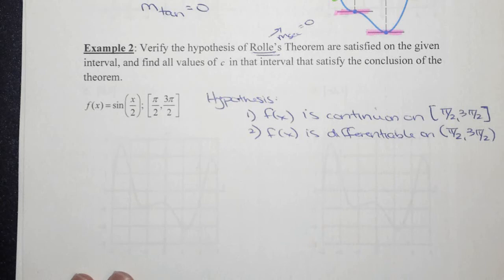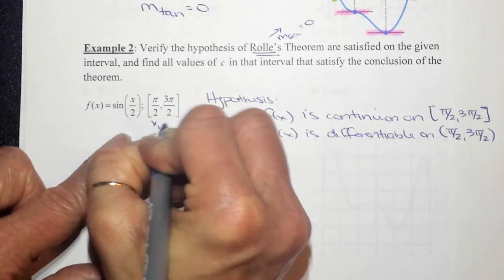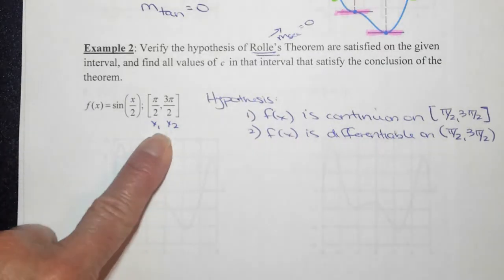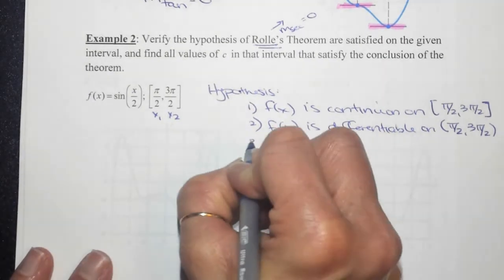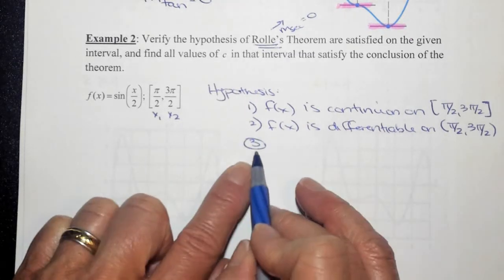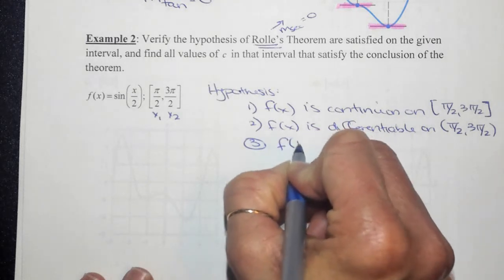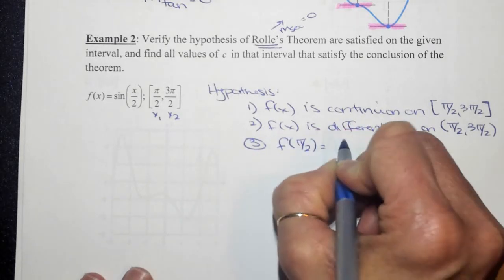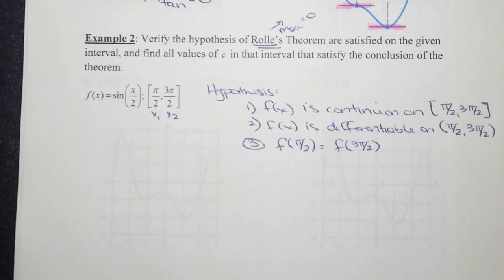Now the last piece is that we have to prove, remember, this is x sub 1 and this is x sub 2, that the y values are equal. So in the third part for Rolle's, I circled it because it's important that you do it for Rolle's. We're going to state that the y value for pi over 2 will be equal to the y value for 3 pi over 2. I can state that all I want, but I have to prove it, so you have to do the math.